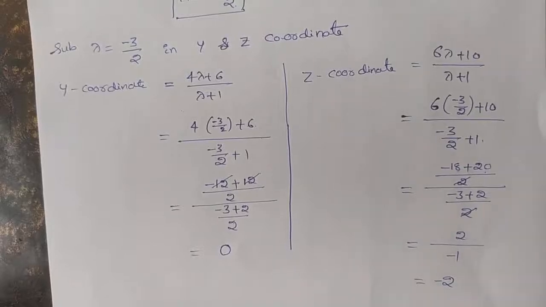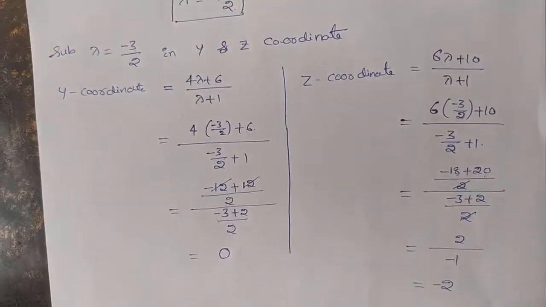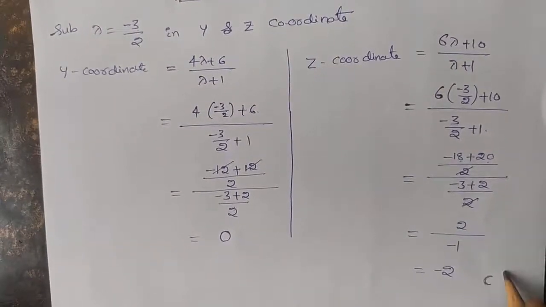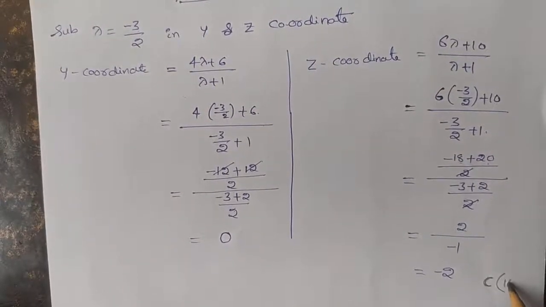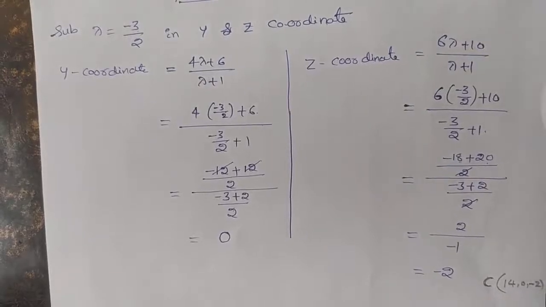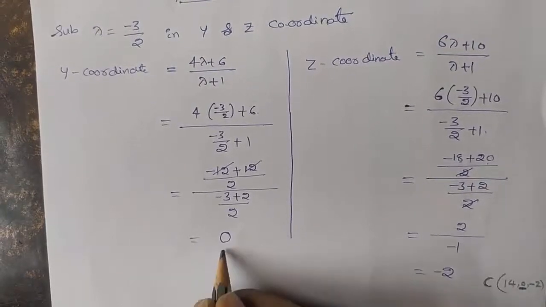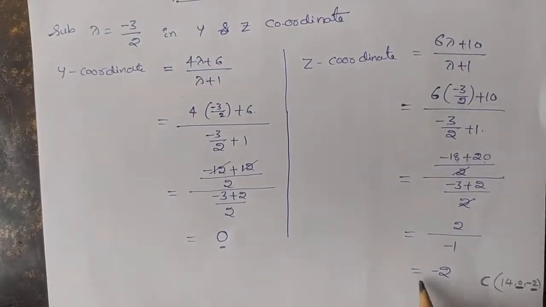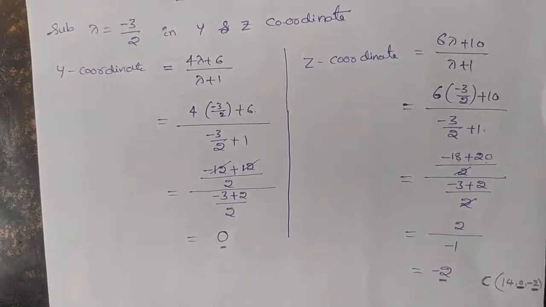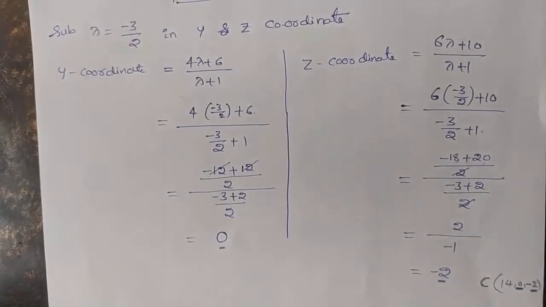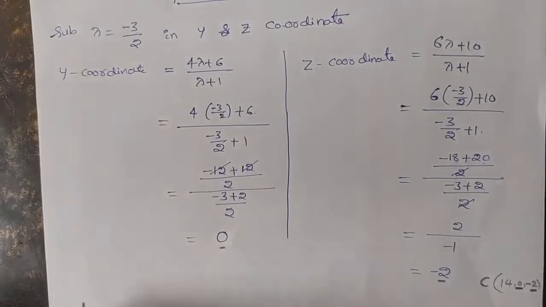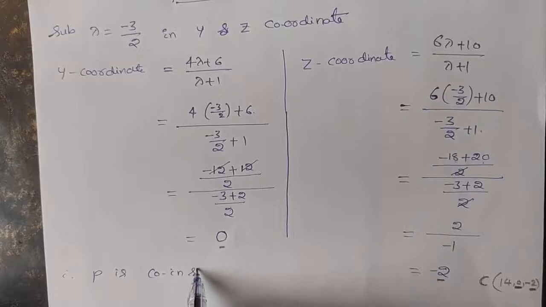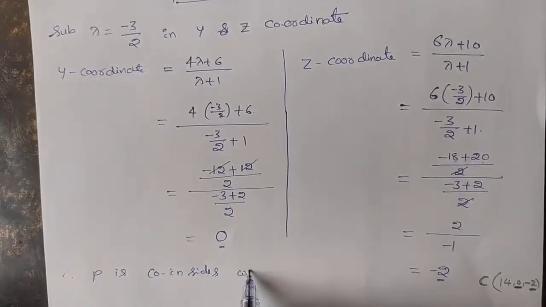You can check the coordinates of the point C. See the question: the coordinates of the point C are 14 comma 0 comma minus 2, isn't it? Here we found the y coordinate is 0, and we found the z coordinate is minus 2. Therefore P coincides with C.